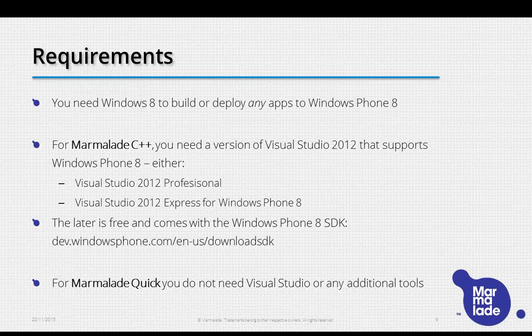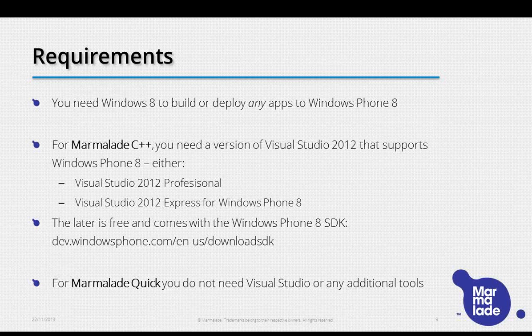For Marmalade C++, you need a version of Visual Studio 2012 that supports Windows Phone 8. So either the professional version of Visual Studio that supports pretty much everything Microsoft related, or you can download the Windows Phone 8 SDK, which comes with an Express version of Visual Studio specifically for targeting Windows Phone 8. That Windows Phone 8 SDK and Express VS version are both free, and you can download them from the link there. The professional version does have a few nice extra debugging features and so on, but you can do everything you need to build a C++ app with Marmalade using the Express version.